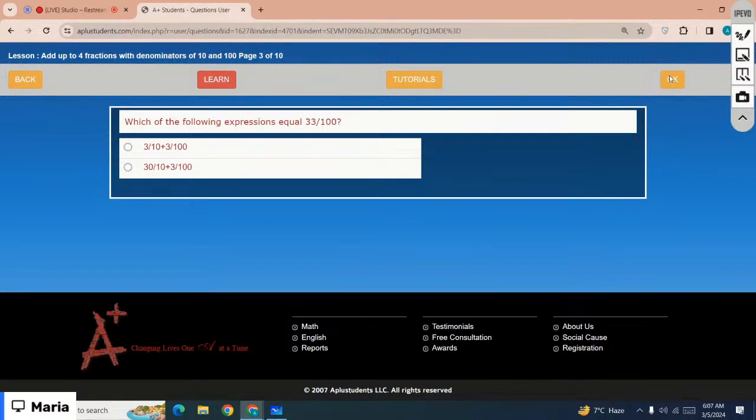Okay, which of the following expressions equals 33 by 100? Which is the correct option, option 1 or option 2?